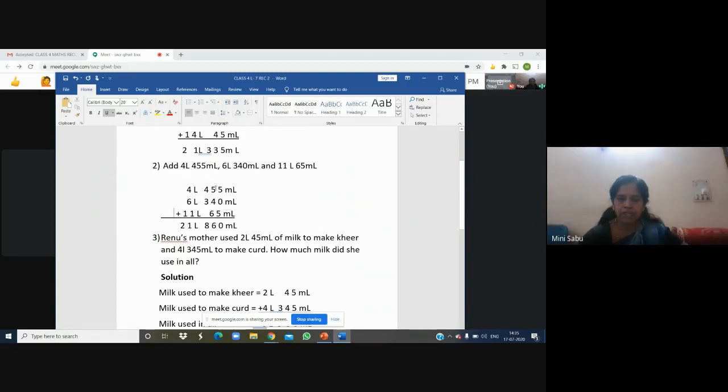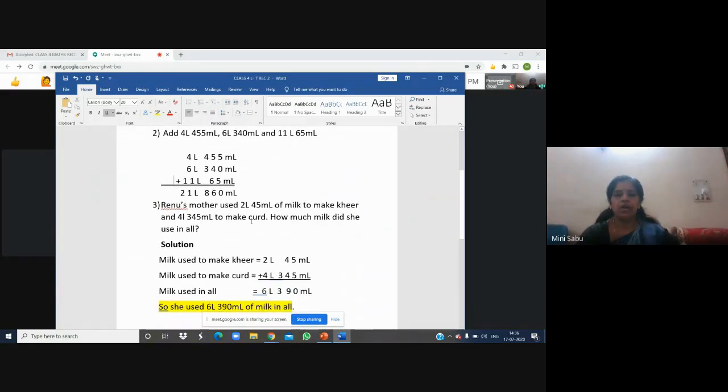1 plus 5 is 6, 6 plus 4 is 10, 10 plus 6 is 16, then 4 plus 3 is 7, 7 and this carryover makes 8, then 4 plus 6 is 10, 10 plus this 1 is 11, and 1 carryover here, that 1 and this one makes 21. So 21 liter, 860 ml.